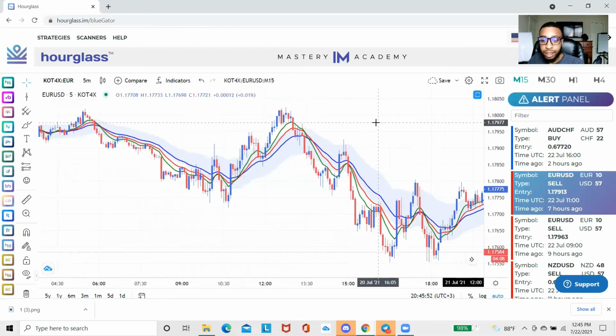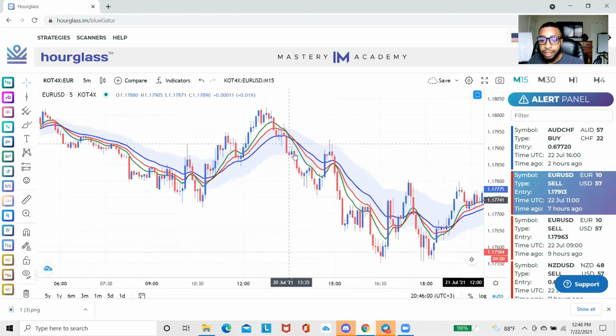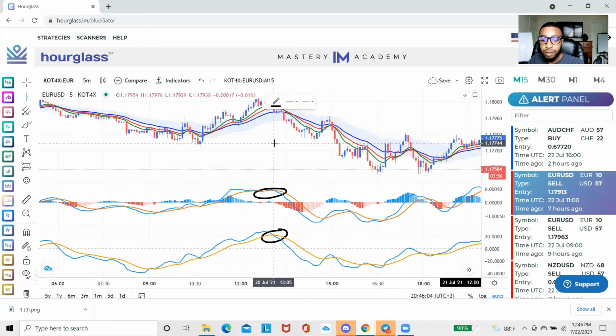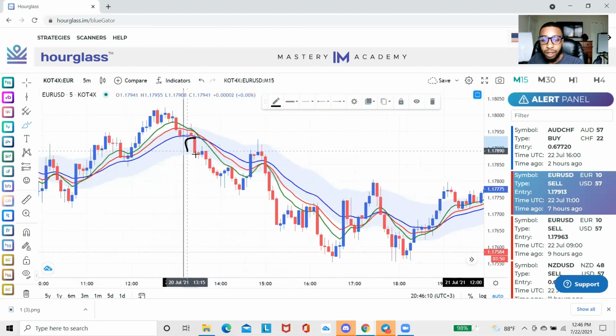So let's look at another example. Okay. So let's look at the fact that we had our cross. We had our cross, right? Now, with that, what we then wanted to wait for is, after this cross happened, which is here, we then wanted to wait for our market to get what? Below our EMAs and then also below our cloud, which basically happened in this area, okay?